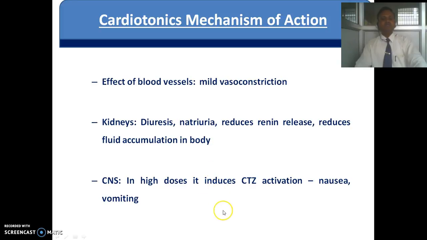These cardiotonics, as they are increasing the force of contraction of the heart and as they are reducing the body fluid volume, are used in treatment of congestive cardiac failure.